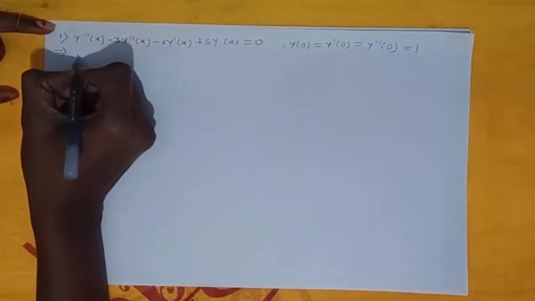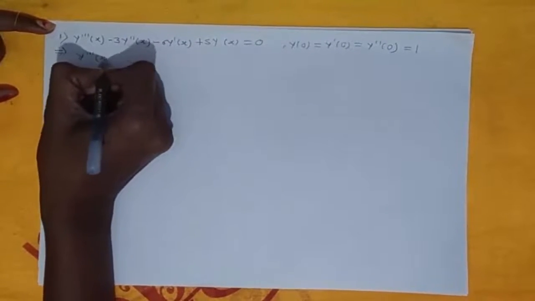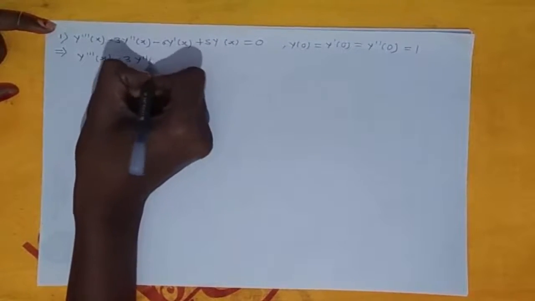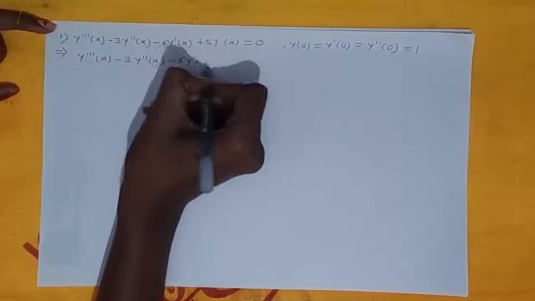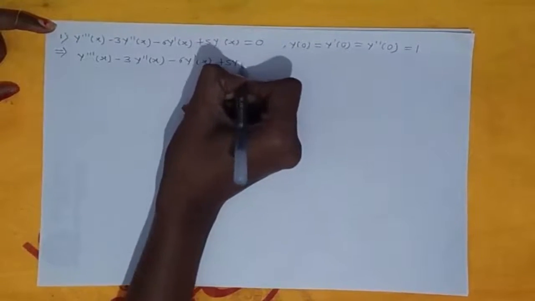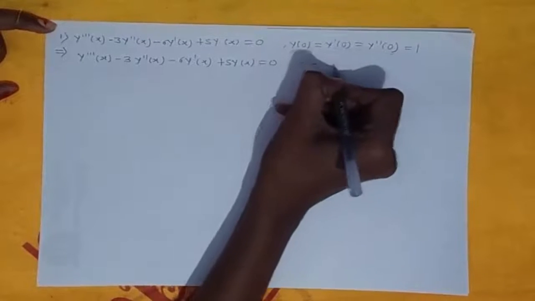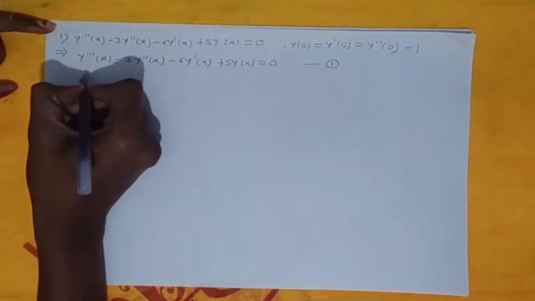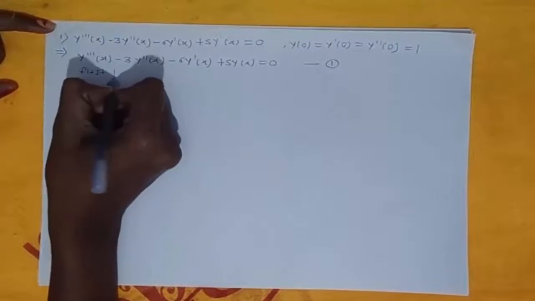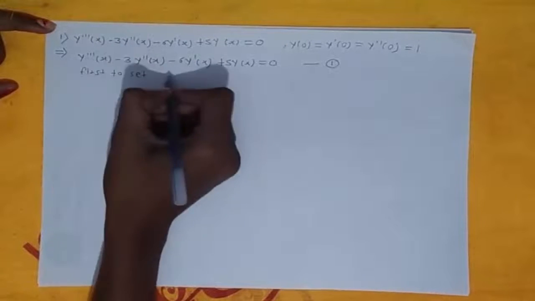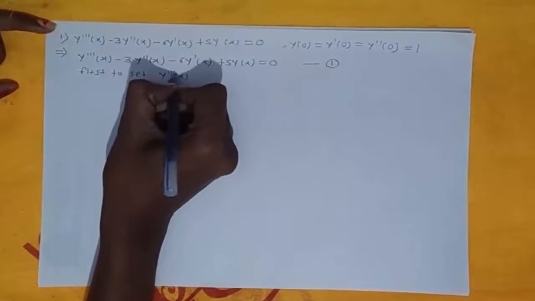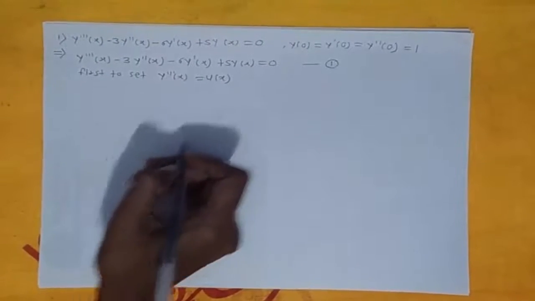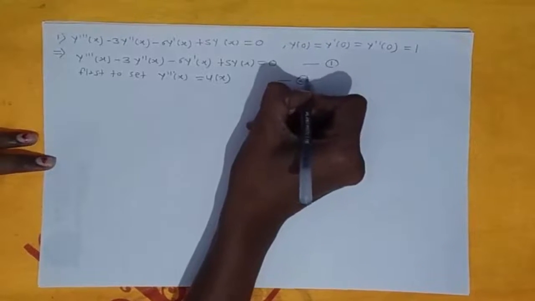So students, first we take the given equation as equation number 1. Therefore we rewrite the given equation: y triple dash of x minus 3 y double dash of x minus 6 y dash of x plus 5 y of x is equal to 0. Take it as equation number 1. Then we first set the higher order derivative, that is y triple dash of x is equal to some function in x, that is we consider u of x. Take it as equation number 2.